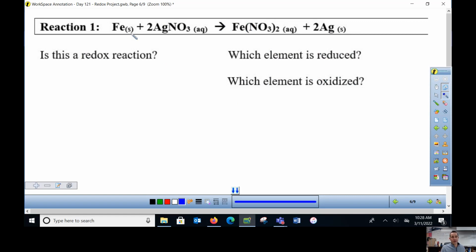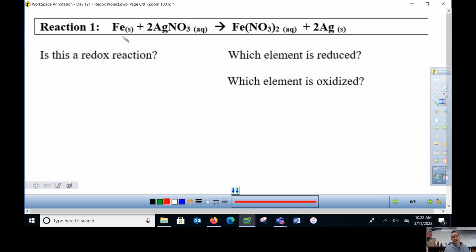It says iron metal, iron solid, reacts with aqueous silver nitrate to produce aqueous iron nitrate plus silver metal. So the question is, is this a redox reaction? Is this oxidation and reduction? Are things gaining and losing electrons? Well, we have to look at the charges. So label the charge of everything.